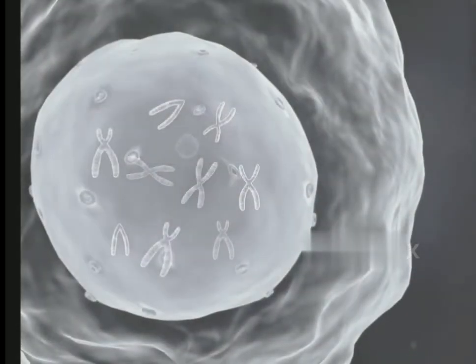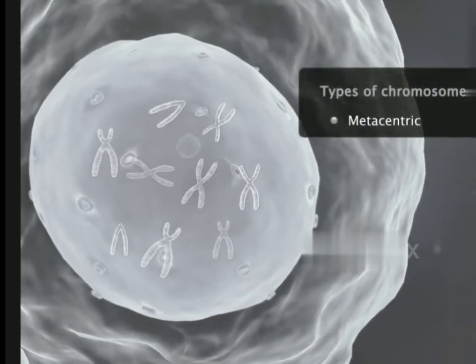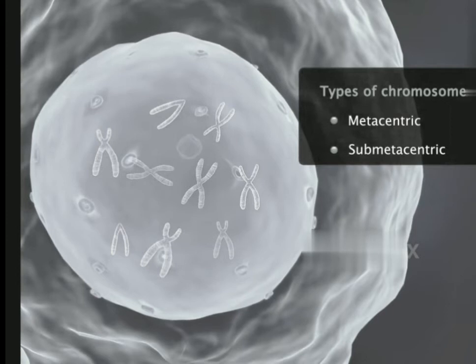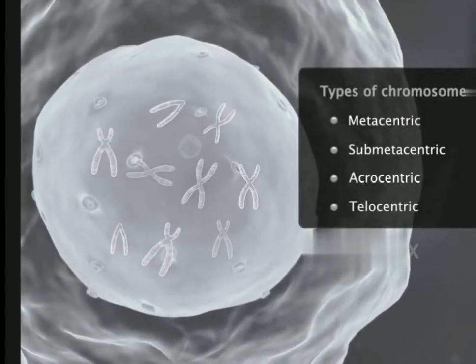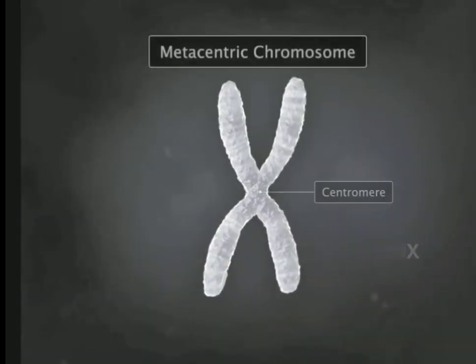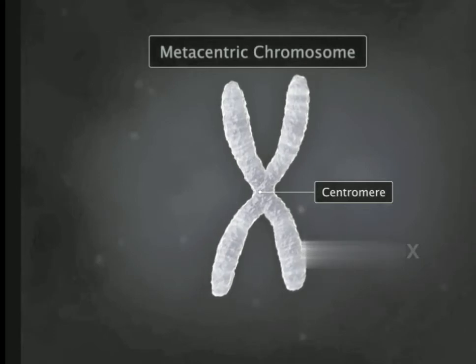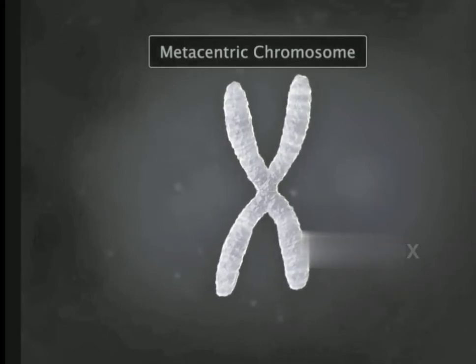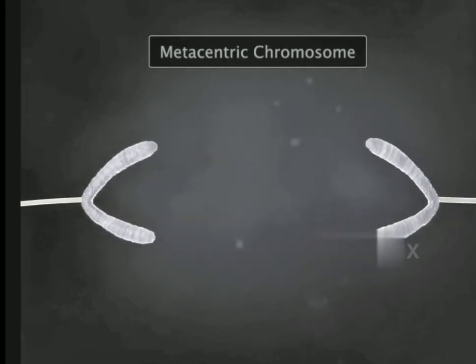Based on the position of the centromere, chromosomes are classified as metacentric, submetacentric, acrocentric, and telocentric. In the metacentric chromosome, the centromere lies midway along the length of the chromosome. The two arms are almost equal in length. It appears V-shaped during anaphase.